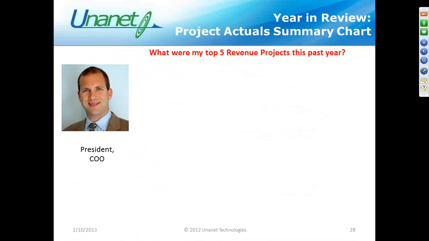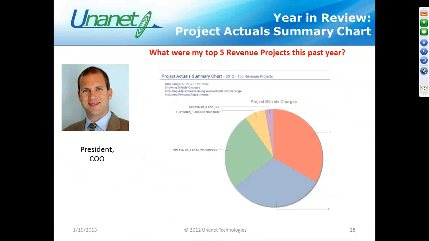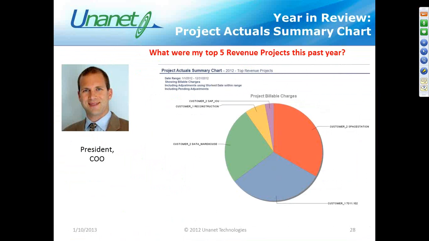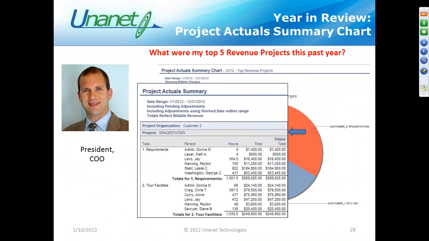And then finally, one last chart, this is probably one of my favorite charts: the top 5 revenue producing projects this past year. I can drill into each colored section to know what that project was and what people, resources were on that project, and to the task level if I want to, and know what their associated contributions to the revenue are. When you drill down, you can see here it's the project actual summary for that time period.